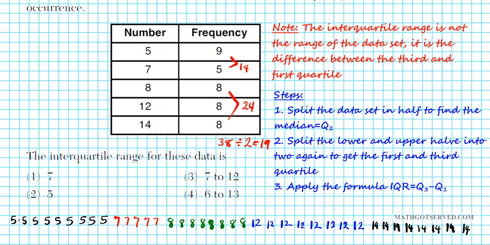Okay, so all we just do is just count from 19. Count 19 from the start. 1, 2, 3, 4, 5, 6, 7, 8, 9, 10, 11, 12, 13, 14, 15, 16, 17, 18, 19. All right, so here's 19.